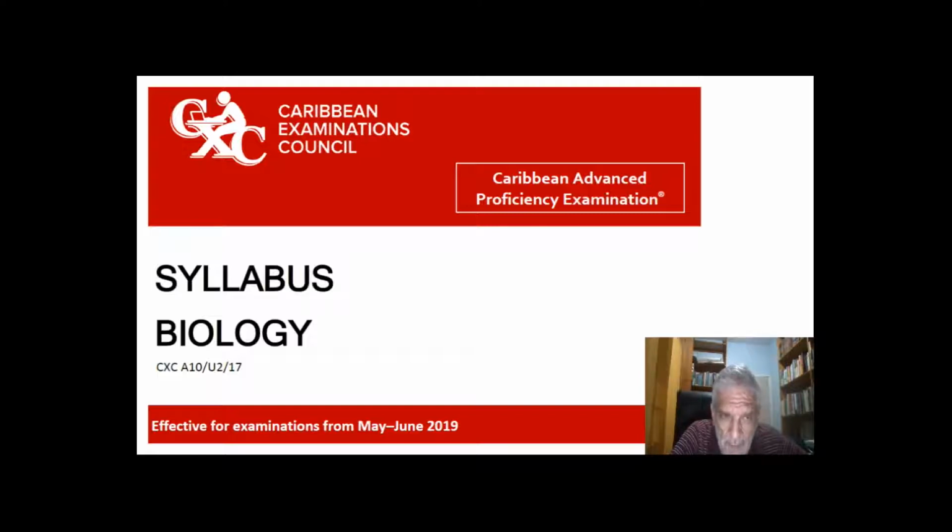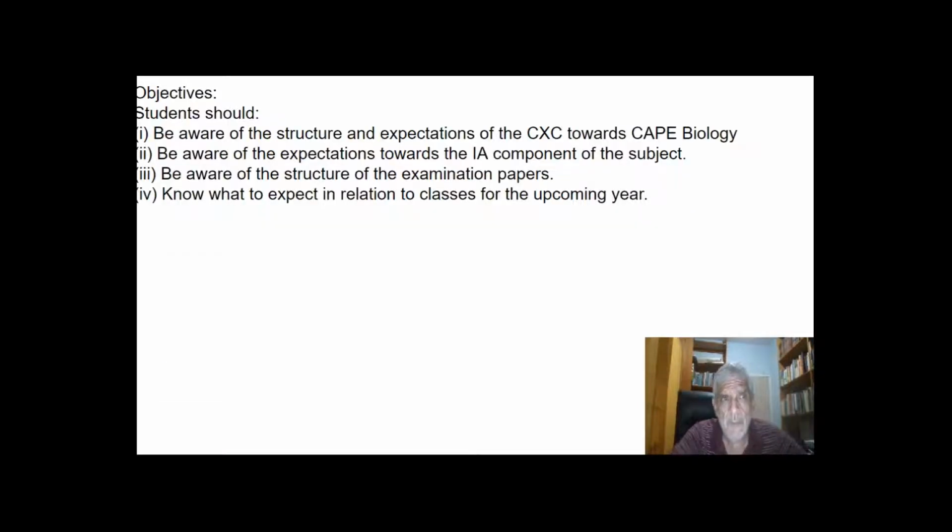With each class, I'll go through the objectives you're going to be covering, and you'll be able to check as we're going through the course that I cover all objectives and that you know all the objectives, because this is really what's most important. So, what are objectives that we want to look at? Well, the student should be aware of the structure and expectations of the CXC towards CAPE Biology.